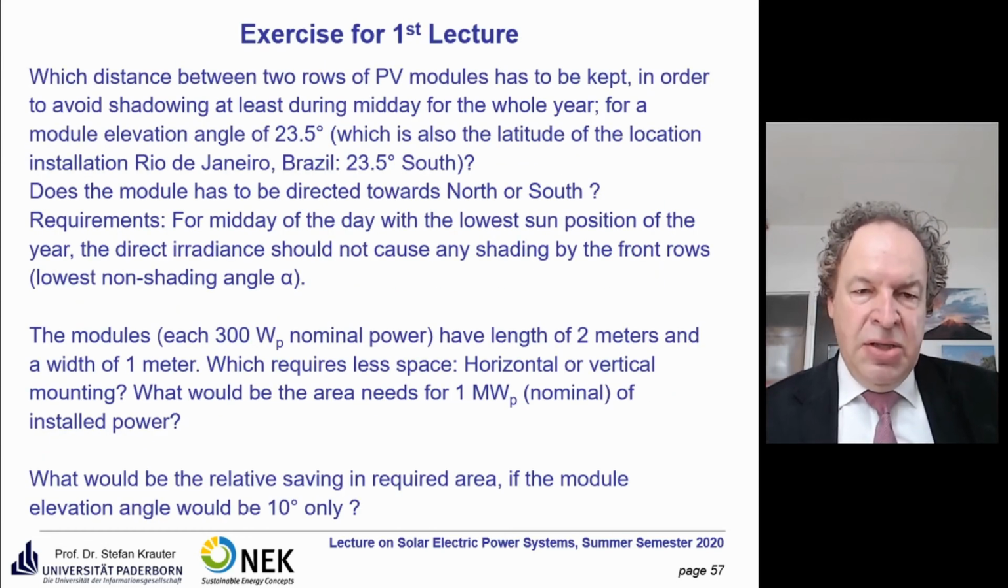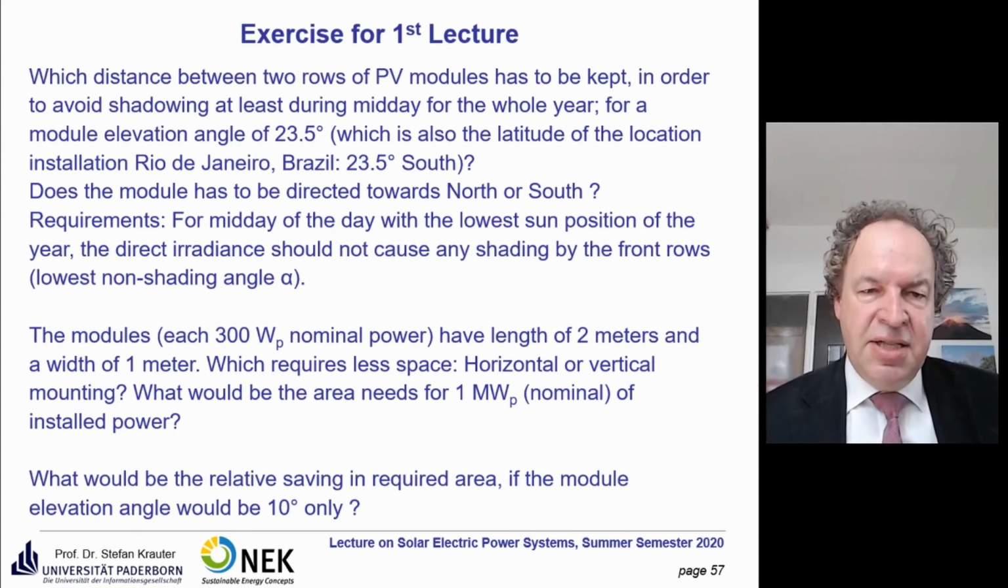And you have to calculate the distance between two rows of modules in order to avoid shadowing, at least during midday. For all over the year, you take the worst case, sure, when the sun is lowest. The location here is 23.5 degrees south. That's Rio de Janeiro, Brazil. And you also take the same value as elevation angle for the modules, also 23.5 degrees. So gamma M or gamma E is 23.5 degrees.